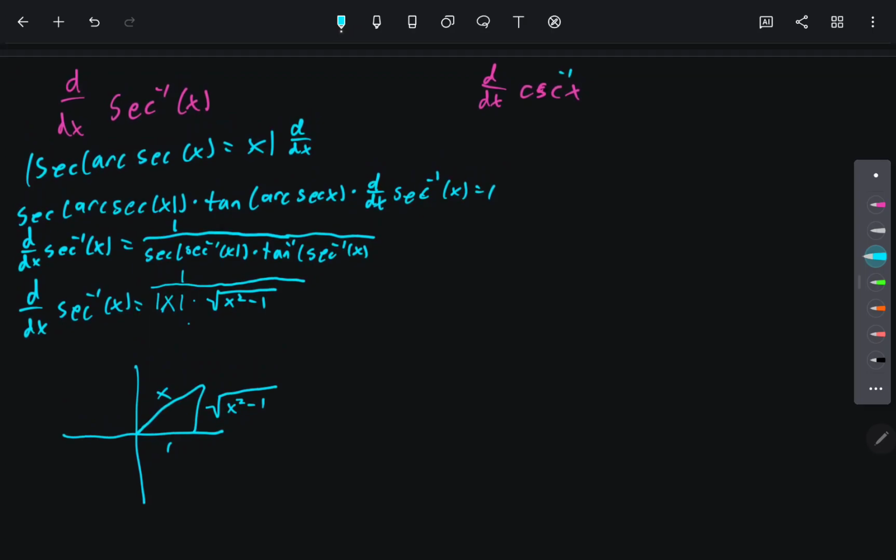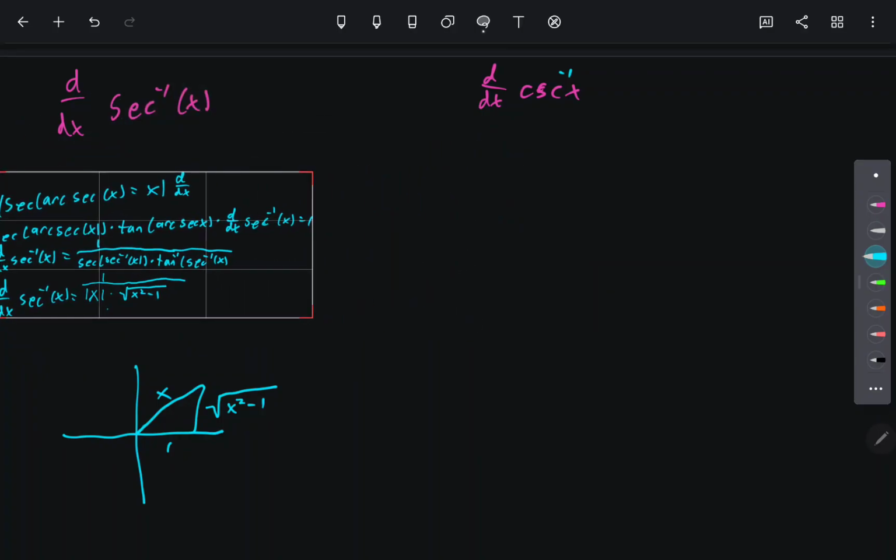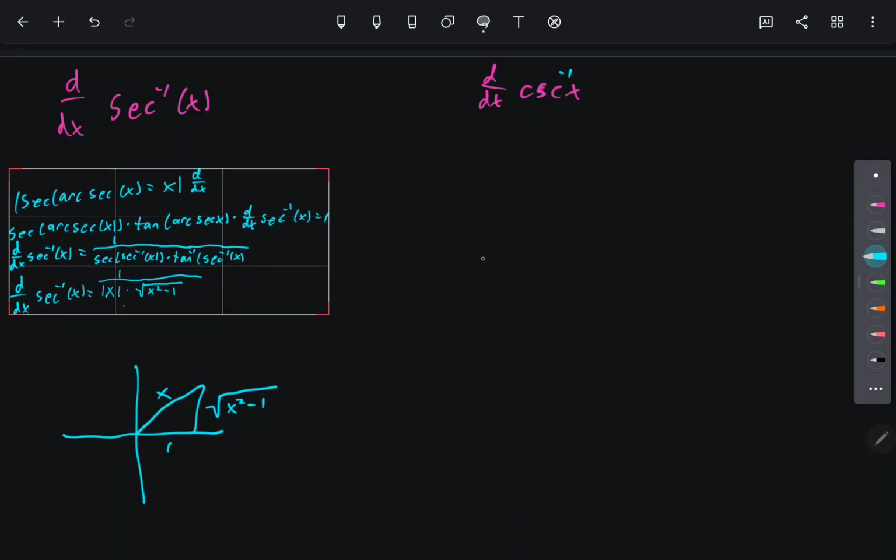For this next one, we need to find the derivative of cosecant inverse, which is going to look very similar. I'm going to have to erase some of this stuff, or at least resize it. Yeah, I can resize it and make it a bit smaller. There we go, that gives me a bit more space. So, where do we start?